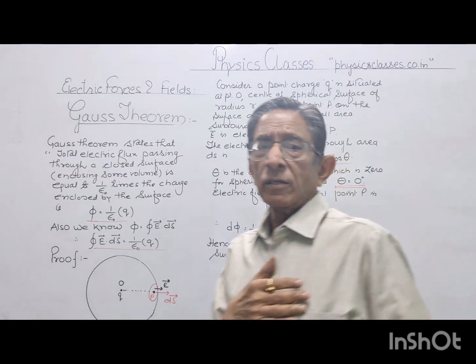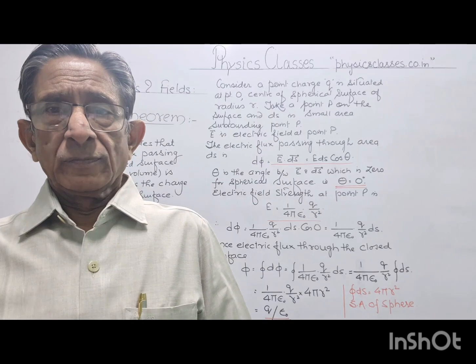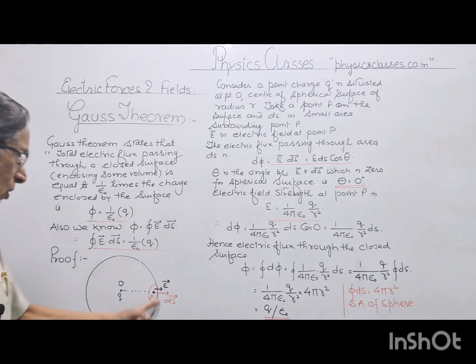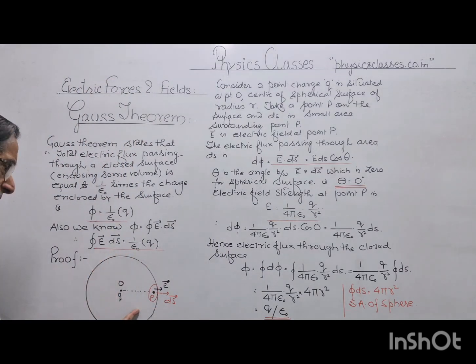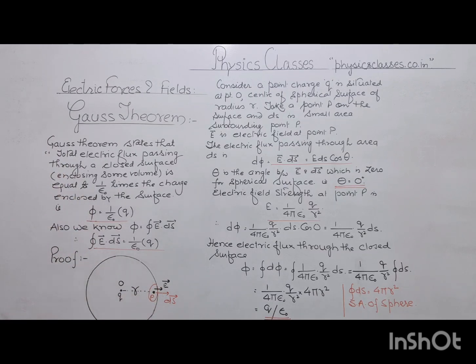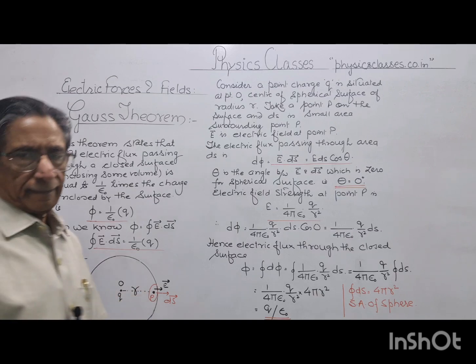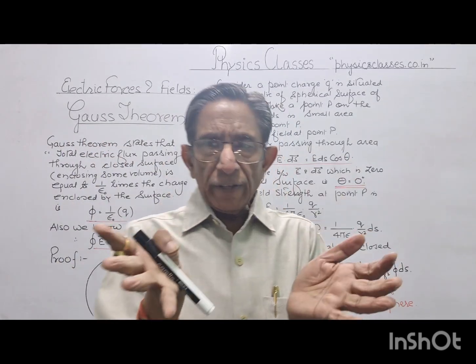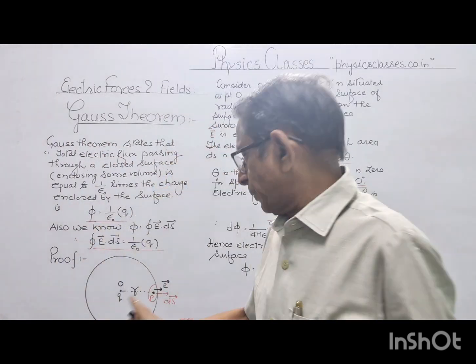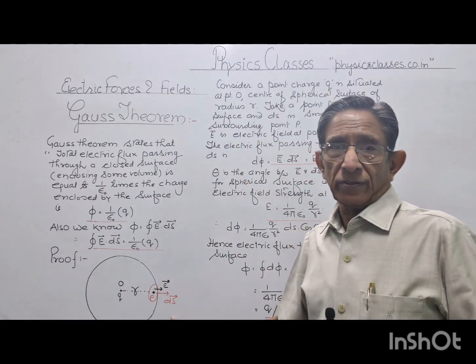Now we are coming to the topic, what is the proof? How shall we prove Gauss theorem? Students, to prove Gauss theorem, we consider a spherical surface. Charge Q is placed at its center O. R is the radius of the surface. And on the surface of this sphere, we consider a point P. Surrounding it, there is a small area, dS.